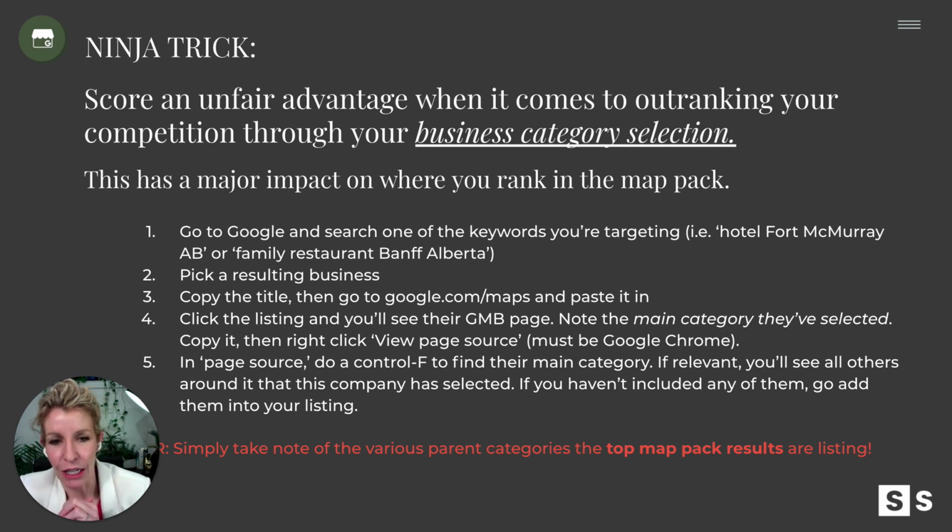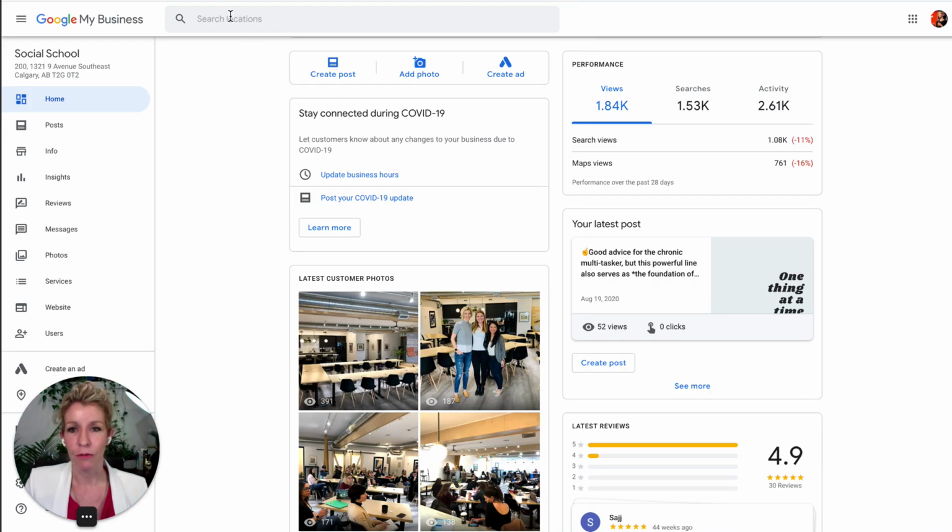From there, we can copy that title and go to Google Maps and paste it in so that we can actually see where their listing is and how it appears. And then we can take a peek at that main category and see kind of what they've selected. If you're savvy enough to view the page source on something, then you can start to see, especially in Google Chrome, what it is they're saying.